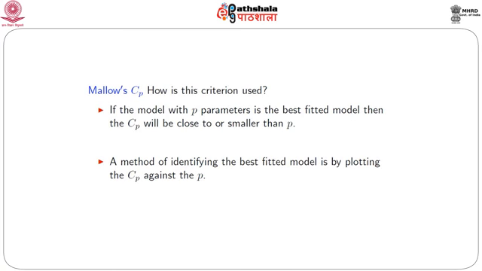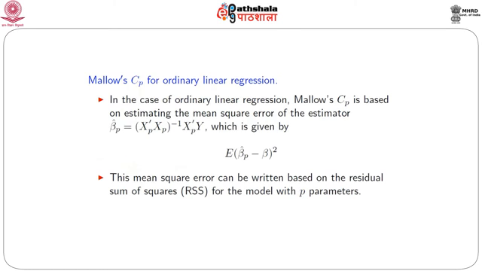So, how is this criteria used? We have looked at the mathematical expression for Mallows CP criteria, but how do we use the criteria? If the model with p parameters is the best fitted model, then the Mallows CP criteria will be close to or smaller than p. The method of identifying the best fitted model is by plotting CP against p. Now, Mallows CP for ordinary linear regression.